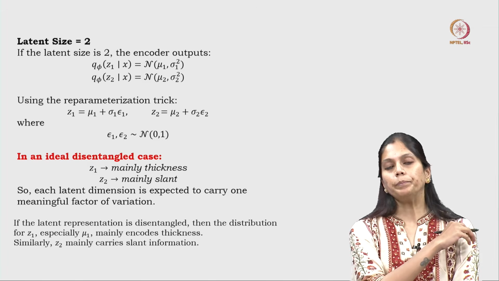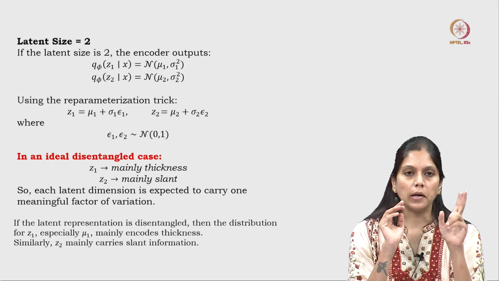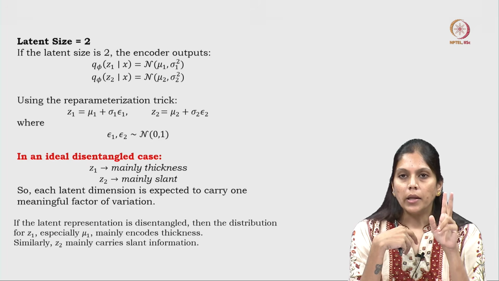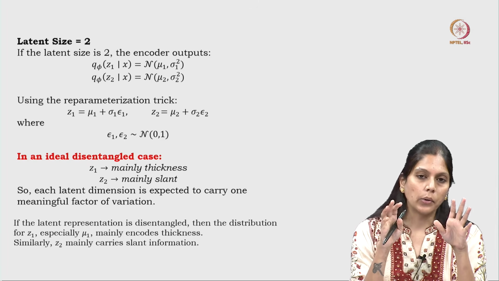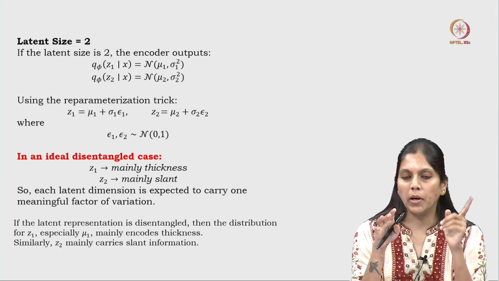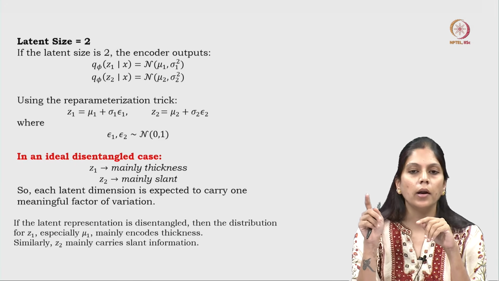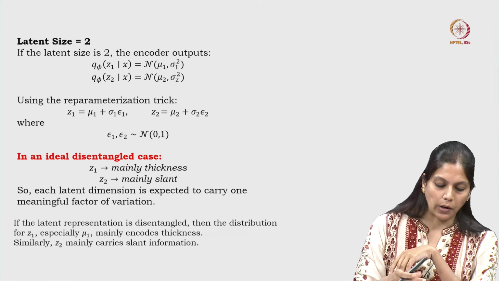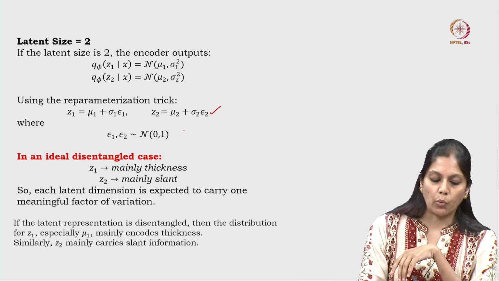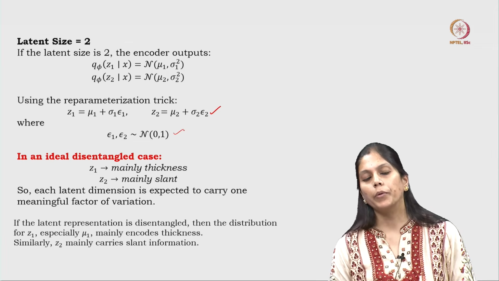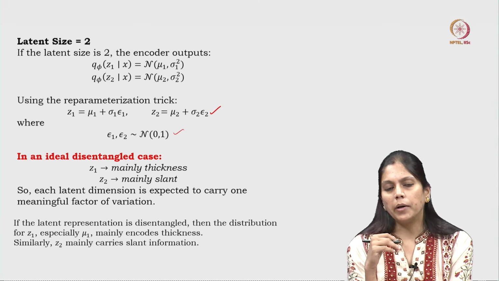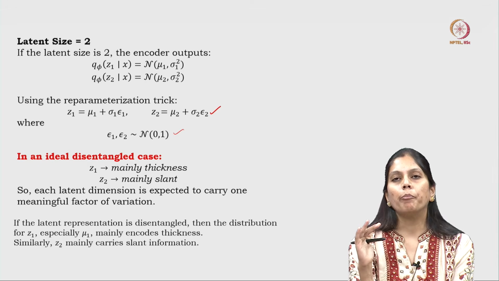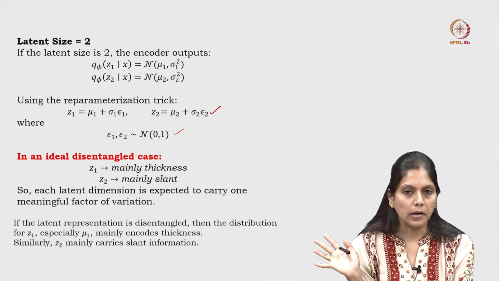Let us assume our latent space size is 2, just for understanding. If it is 2, then is it not Z1, Z2? How do you get Z1, Z2? Is it not mean 1 plus standard deviation 1 times epsilon 1? And Z2 is obtained from the same kind of formula, where epsilon 1 and 2 are sampled from a normal distribution. Okay. Now, what are the possibilities? The possibilities are either entanglement or disentanglement. Now, let us assume the ideal case where it is a disentangled latent space.